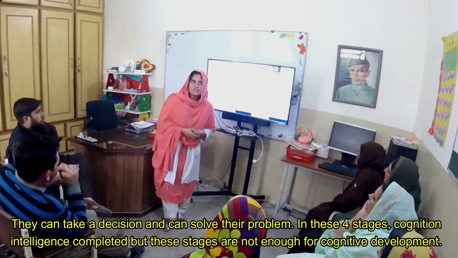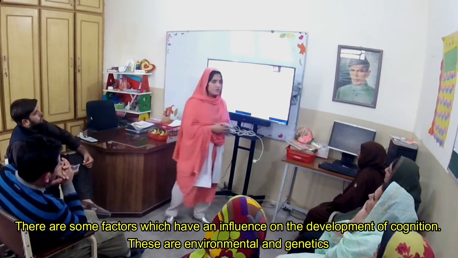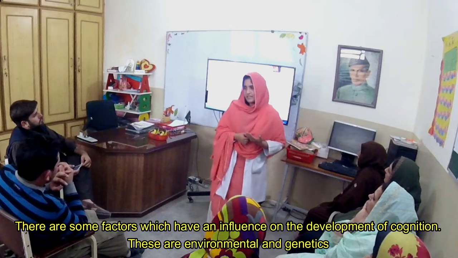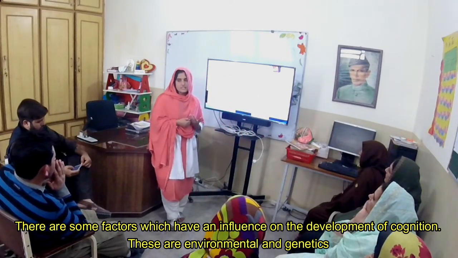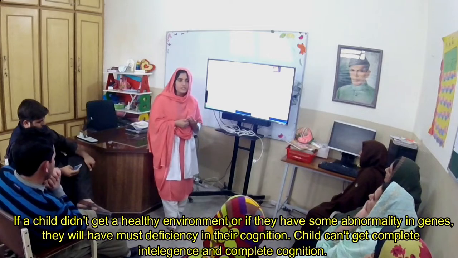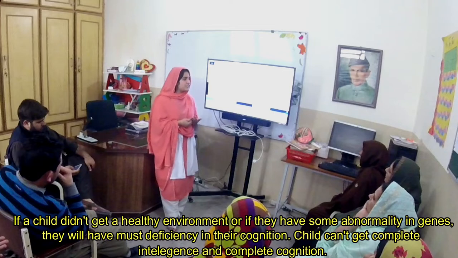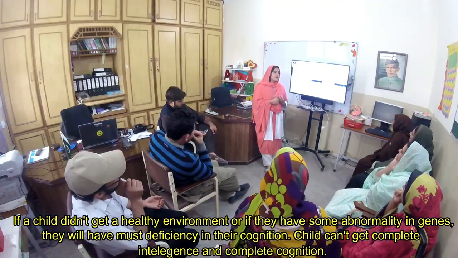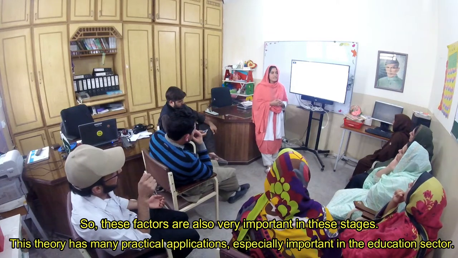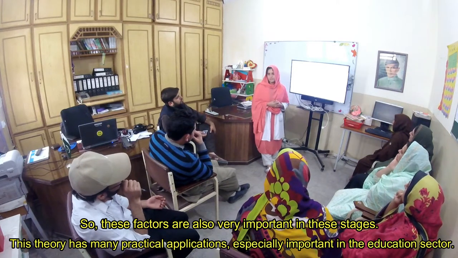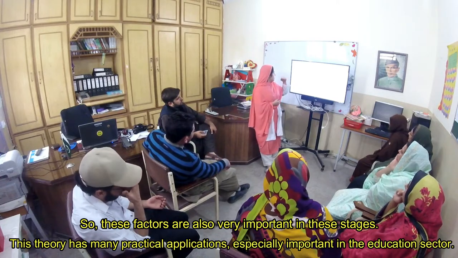But these stages are not enough for cognitive development. There are some factors which also influence our cognition. Those factors are environmental factors and genetic hereditary factors. If a child doesn't get a healthy environment, or if there is some abnormality in their genes, a child can't get complete intelligence or complete cognitive development. So these factors are also important along with these stages.